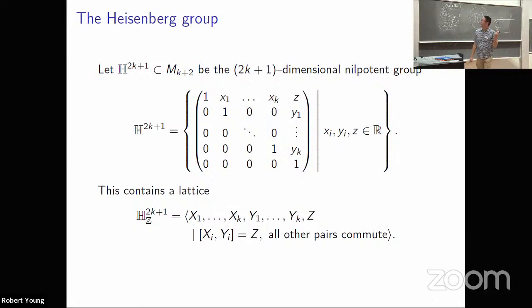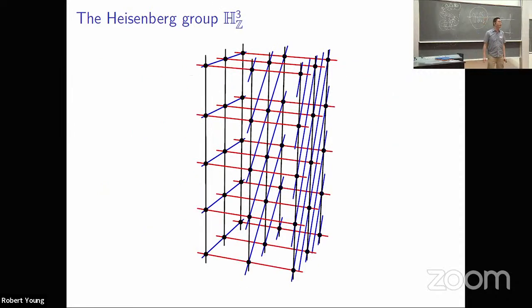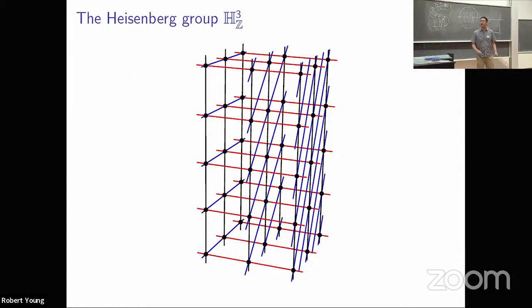And the lattice, when k equals 1, looks like this. We have the lattice points in R3. And if you multiply by x, the x coordinate increases by 1. If you multiply by z, the z coordinate increases by 1. If you multiply by y, the y coordinate increases by 1, and the z coordinate changes according to the x coordinate.